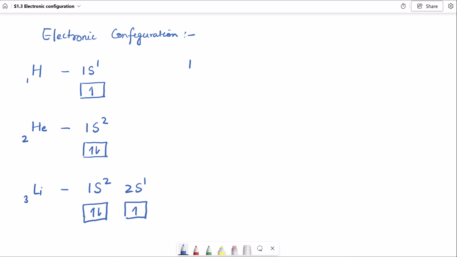Then next is beryllium. Atomic number is 4. So as you know, there are 4 electrons. That means it will go in 1s2 and then 2s2. And you can fill the electron like this in orbital.